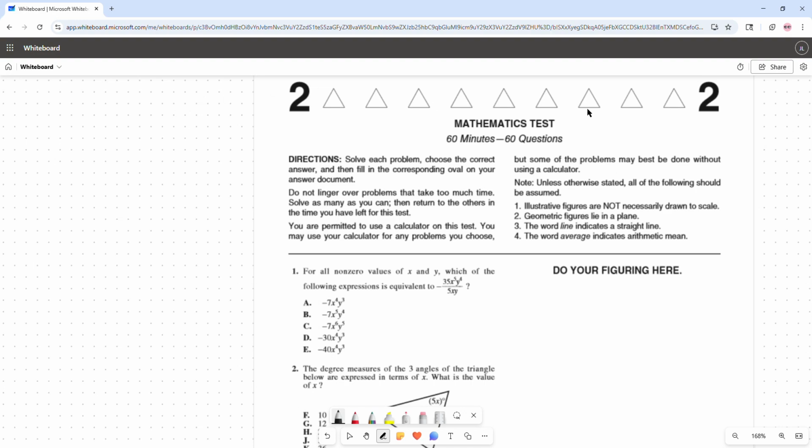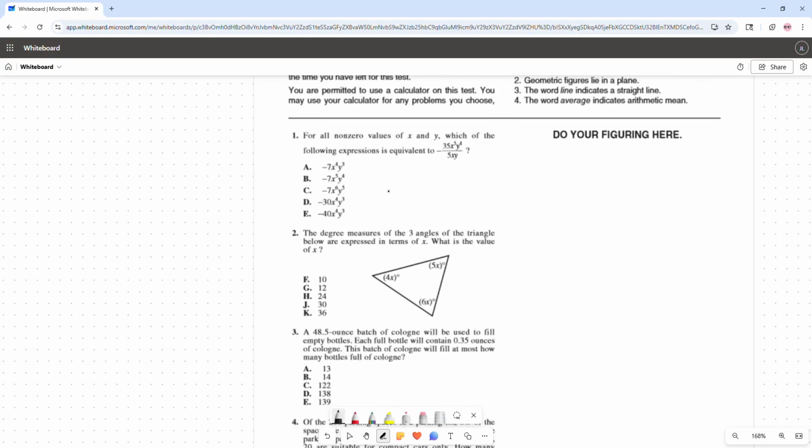Hi everyone, today we're going to work on our ACT math test, and this is from the ACT December 2021 released test. It's 60 questions in 60 minutes, but we're just going to work on the first 10 questions, which should be easier than the later questions.